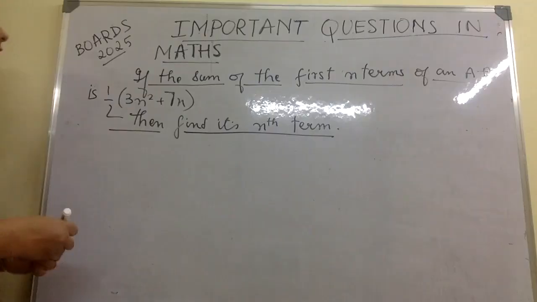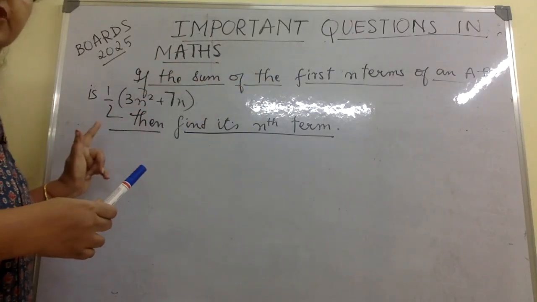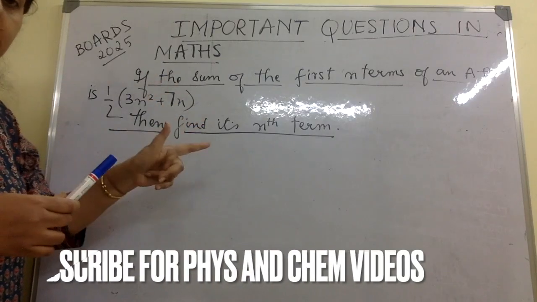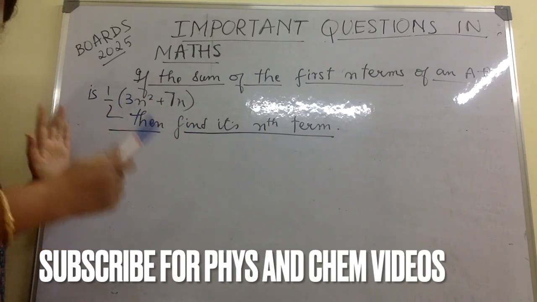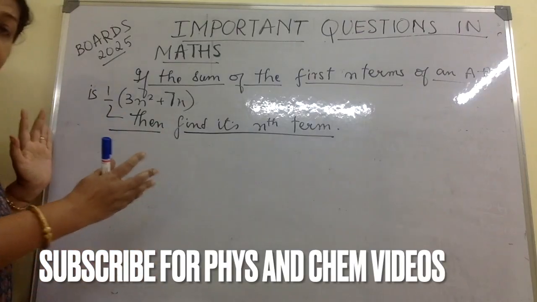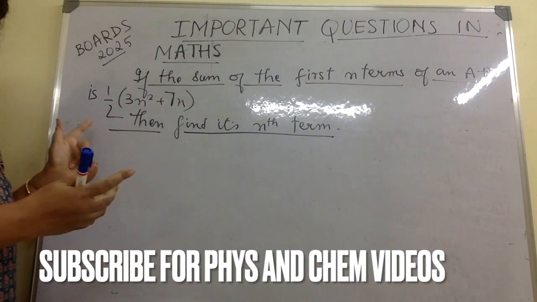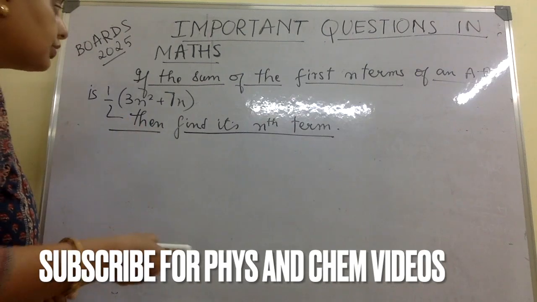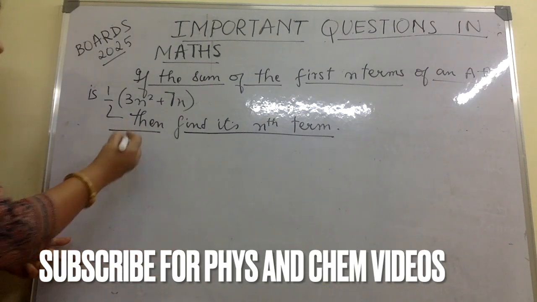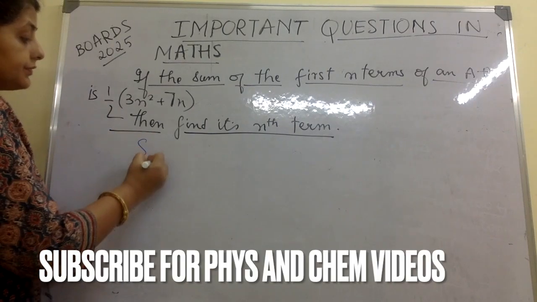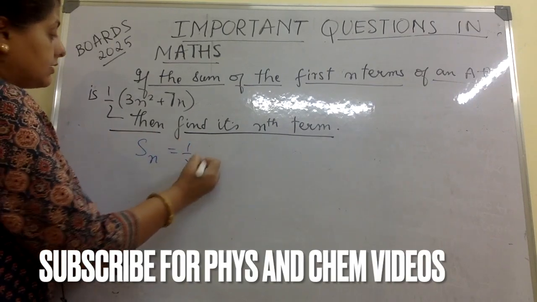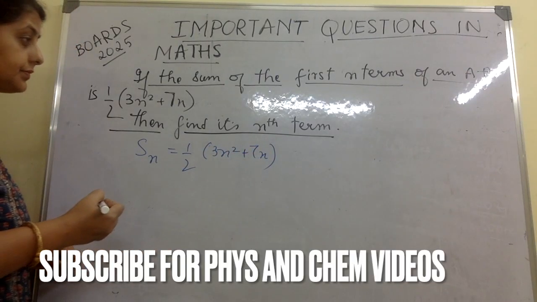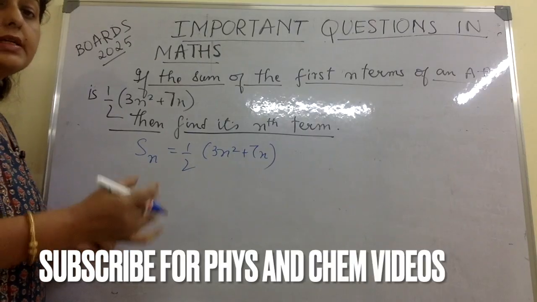Let's watch. It says if the sum of the first n terms of an AP is this, then find its nth term. The sum of the first n terms, they have given us an expression. Find its nth term. So in this question, how can we handle it? Here, first n terms, then we have to find the nth term.